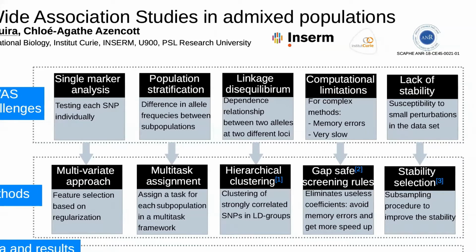Finally, feature selection is also known to lack stability. This is why we decided to include a subsampling procedure, which we call here stability selection, in order to improve the stability and to make sure that only consistently selected variables remain in the final selected set.